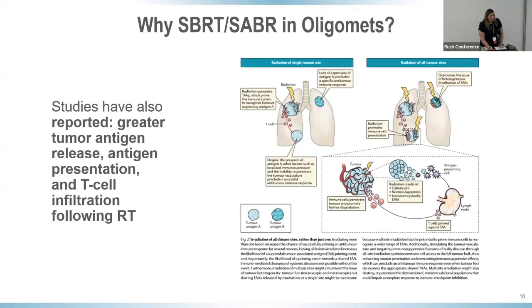So why do we use this in patients with oligomets? Well, there's a lot of data out there, and studies have reported that there's greater tumor antigen release, antigen presentation, and T-cell infiltration following radiation. So we make the therapies better.